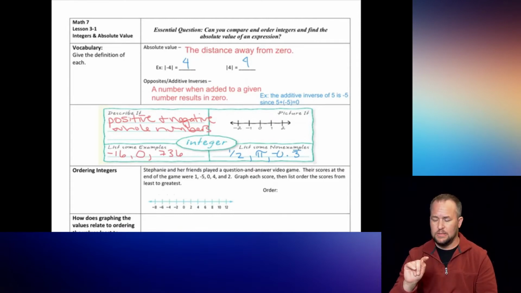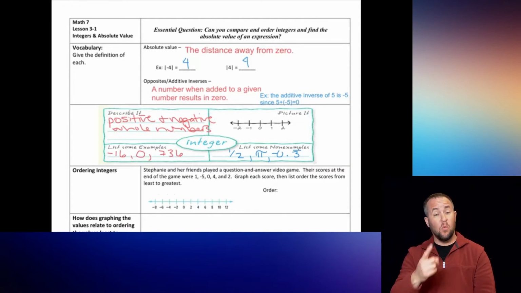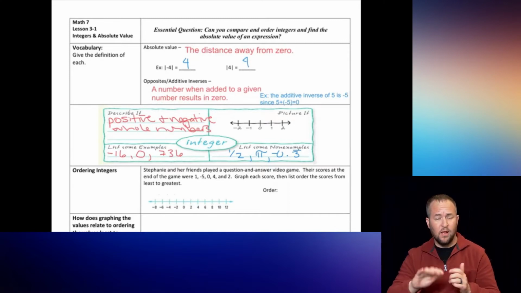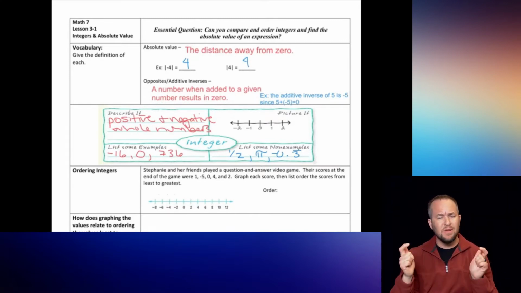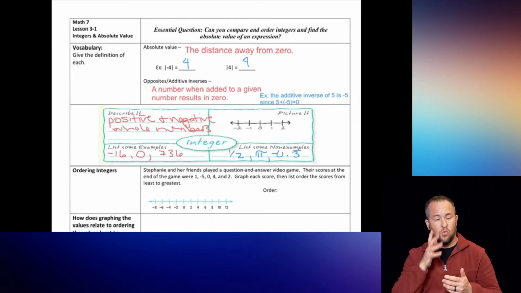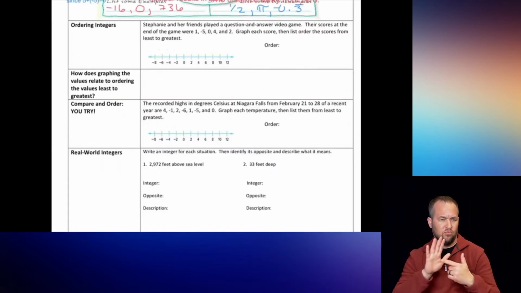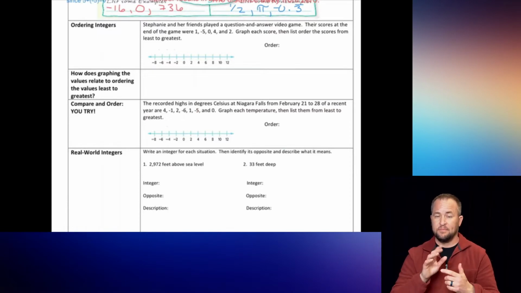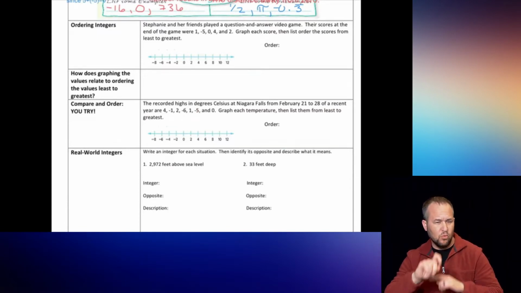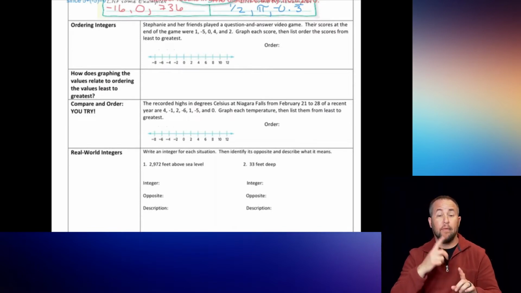One thing that we want you to remember with integers is how to compare their values, which ones are more, which ones are less. And so we're going to use a visual of actually graphing on a number line in order to show that to you. So here Stephanie and her friends played a question and answer video game. Their scores at the end of the game were 1, -5, 0, 4, and 2. Graph each score and then list the scores from least to greatest.